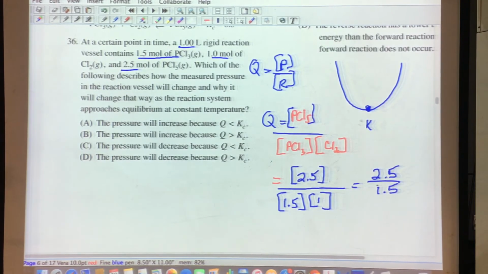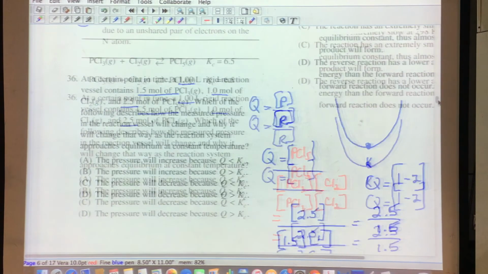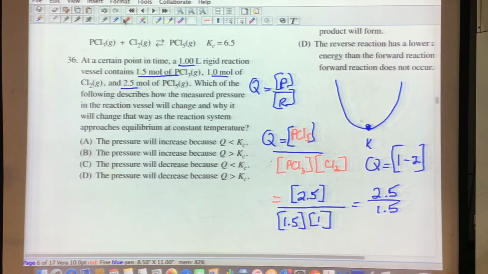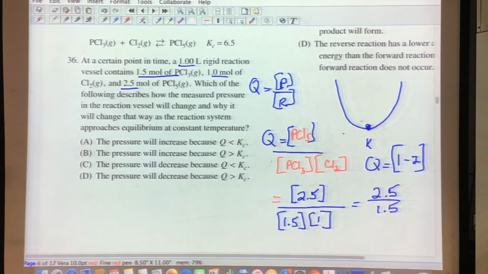Now, I can't do this in my head. You don't have to. All I gotta know is if it's bigger or smaller than K. By the way, if this was 2, wouldn't this be 3? So the Q, by estimation, is some number between 1 and 2. I can do the math. So the Q is some number between 1 and 2. What's the K? 6.5. So the Q is some number between 1 and 2, which means Q is less than K. It's going to go forward.